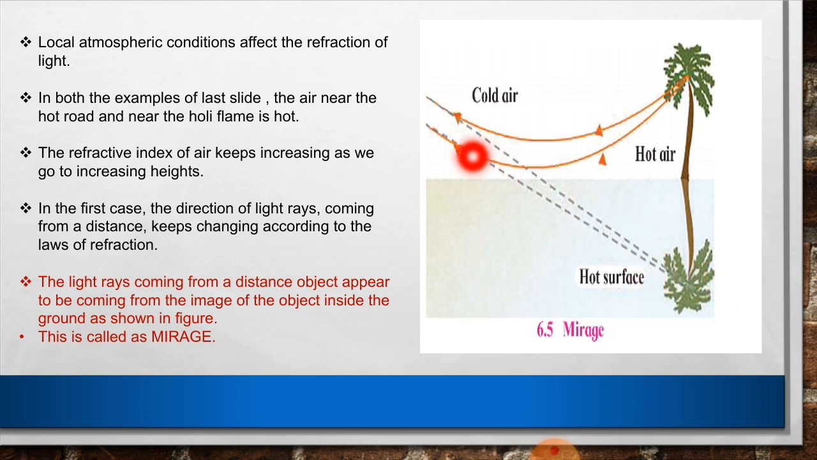So that is called a mirage. It is a kind of imagination. The actual thing is not there, but you imagine it because of the light.